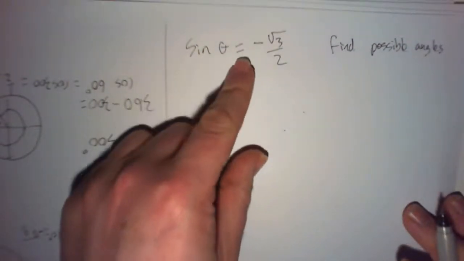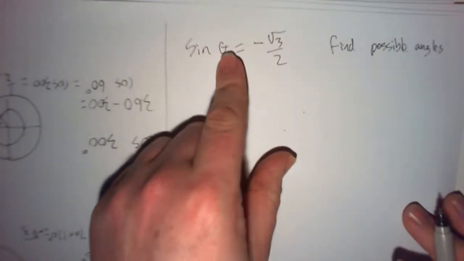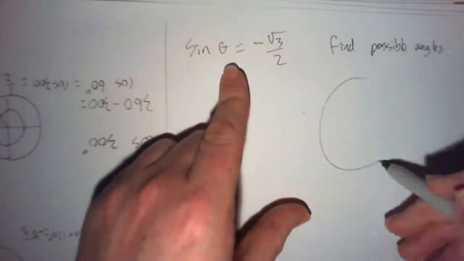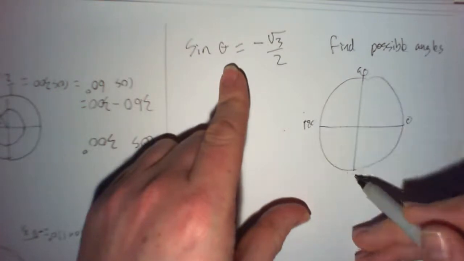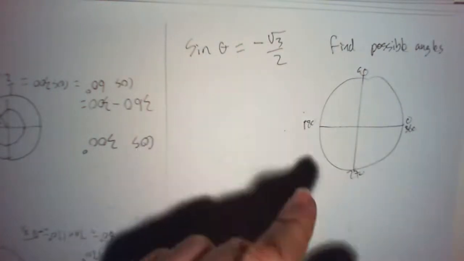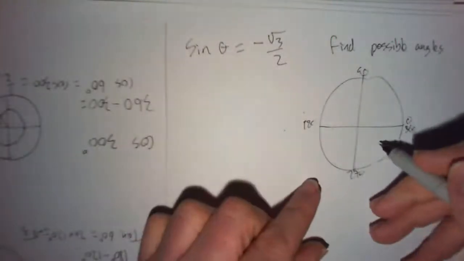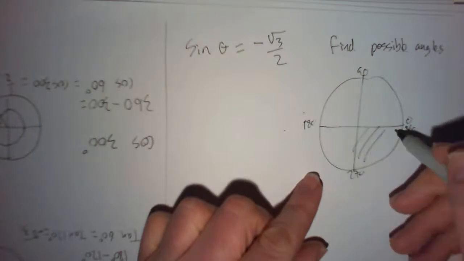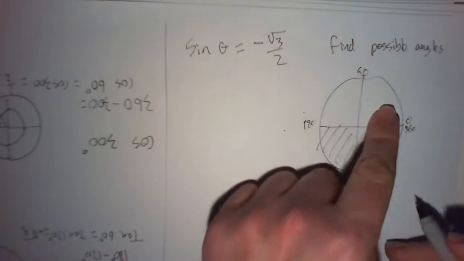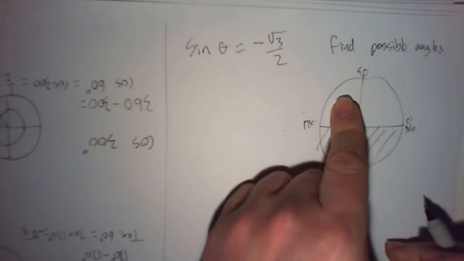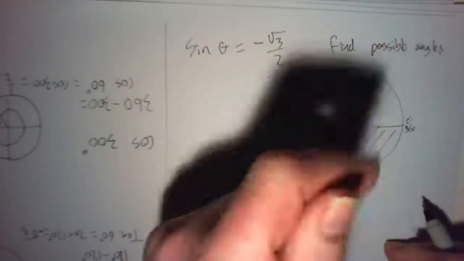Okay, so let's try and apply our rules to what we have. Whatever angle it is, it generates a negative sine. So if I draw my unit circle, where will I get a negative sine? Okay, that's what you're really asking yourself. You can only get a negative sine here in the fourth quadrant or in the third quadrant. You can't get it there because everything's positive, and you can't get it there because sine is positive. So we're looking for two possible values between 180 and 360.